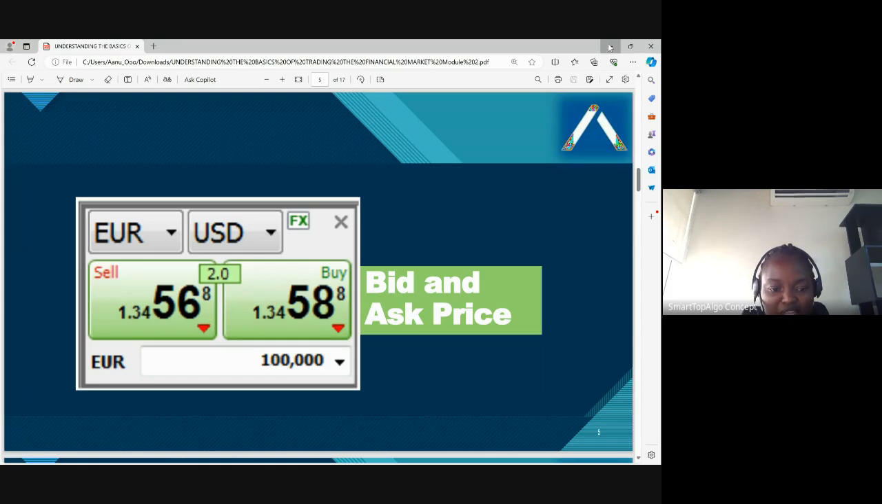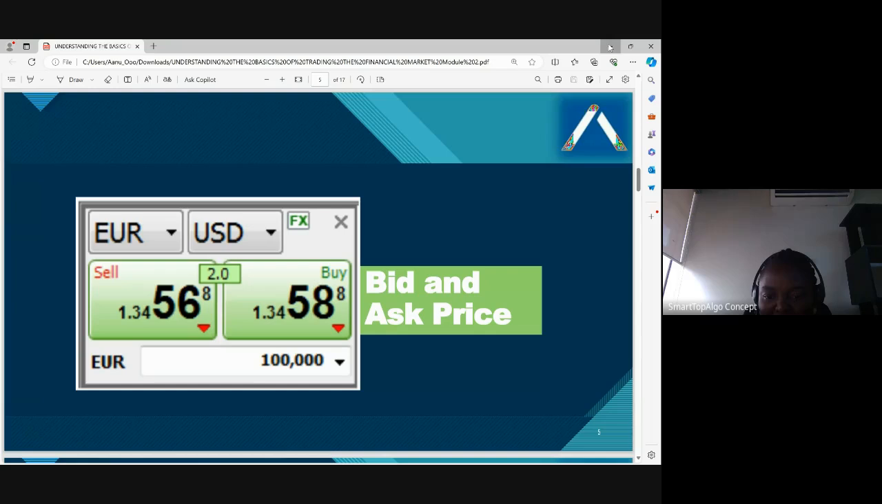If you look at the 2 prices, one is bigger, one is more than the other. The first price here, the sell price, is lower. We have 1.3456, and the second one is 1.3458. One thing I want you to know, to easily differentiate a bid price from the ask price: the bid price is always the lower price. Then the one that is higher is always the ask price.